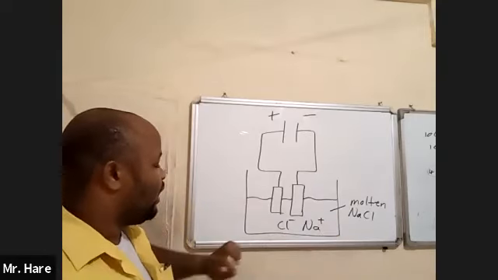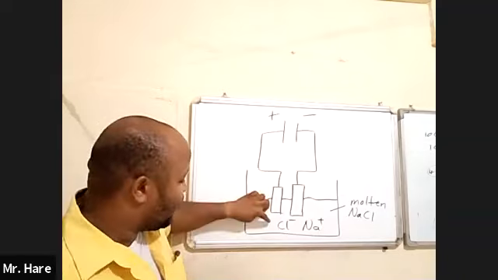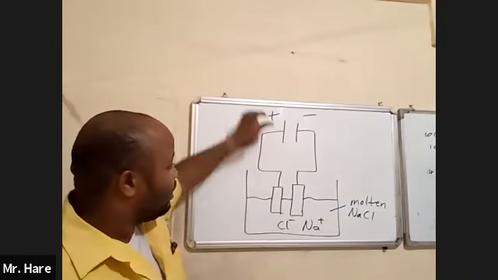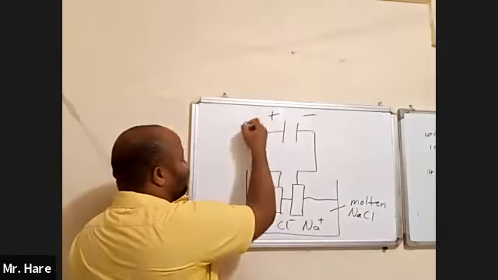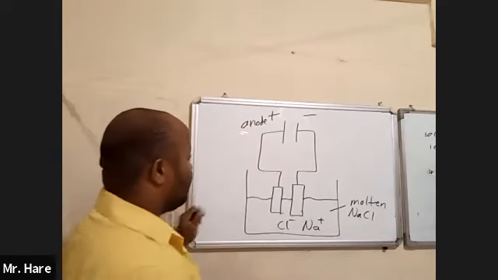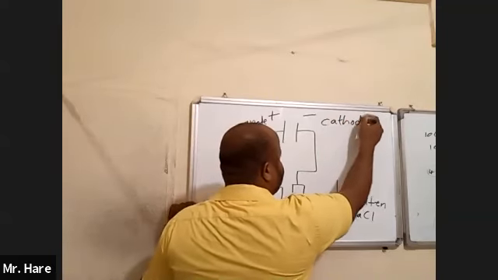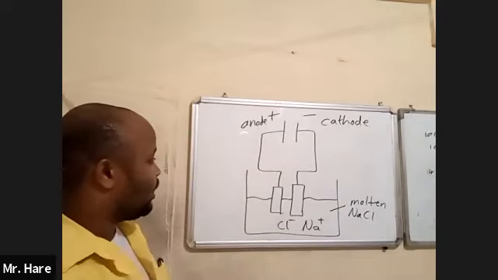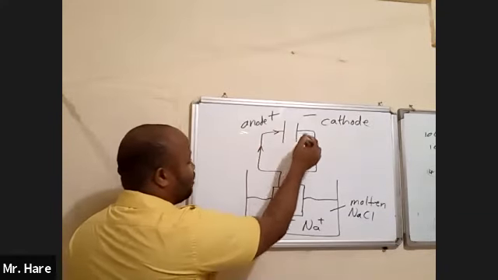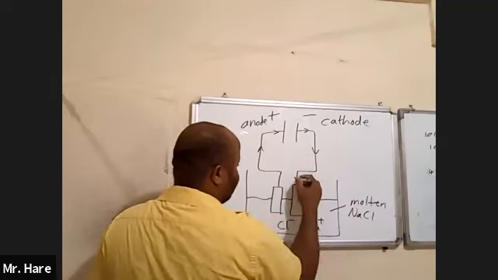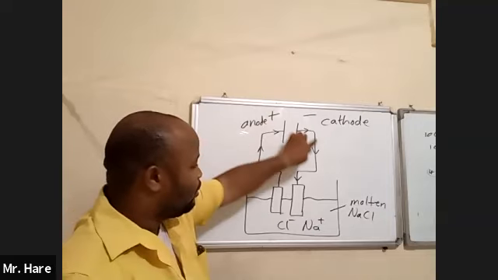Now, we need something that can remove electrons from this solution. That part of our terminal where electrons are removed is the anode, and the electrons are returned at the cathode. So when you set up the cell, electrons are going to be flowing from the anode to the cathode.